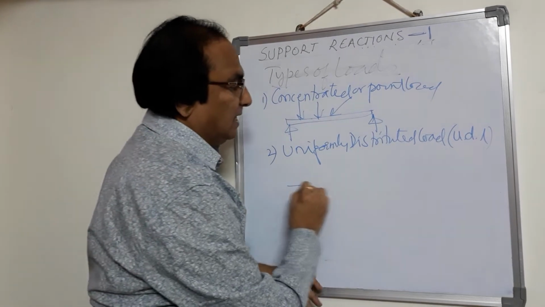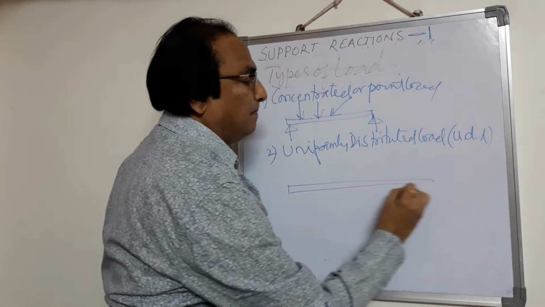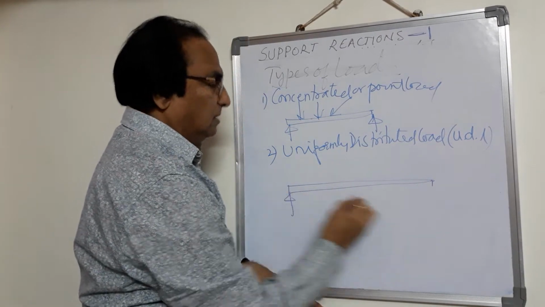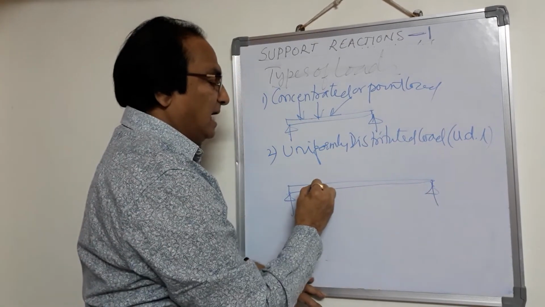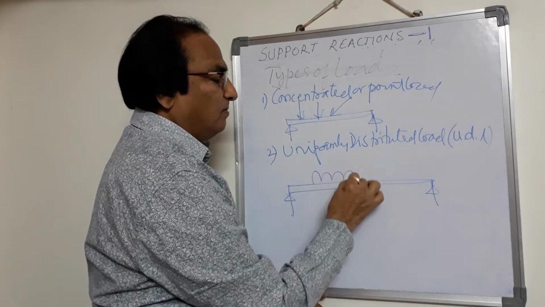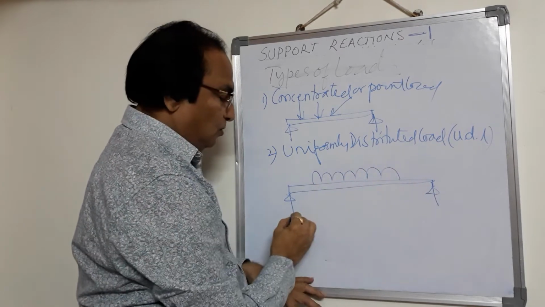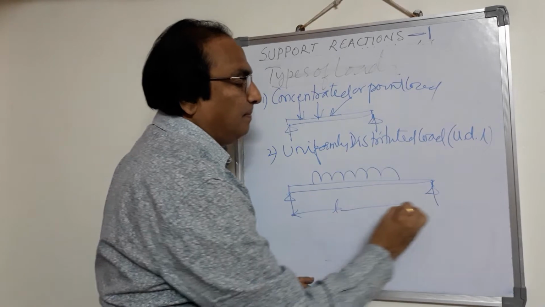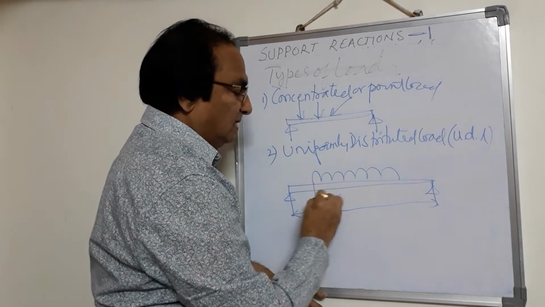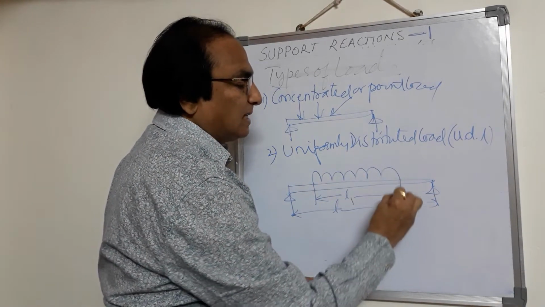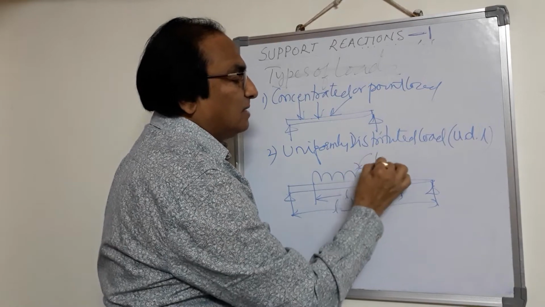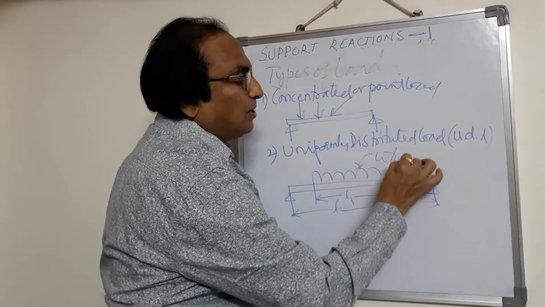Suppose if I show that here, if this is a beam, it is supported at the ends, it is carrying UDL. We have to show UDL like this. Suppose L is the length of the beam and L1 is the distance for which this load is acting, and this load is abbreviated as W per unit length.